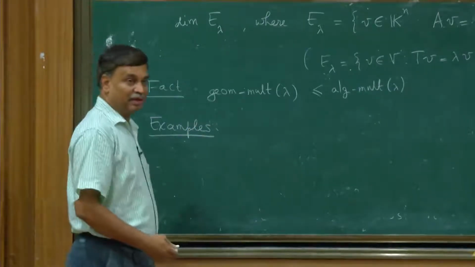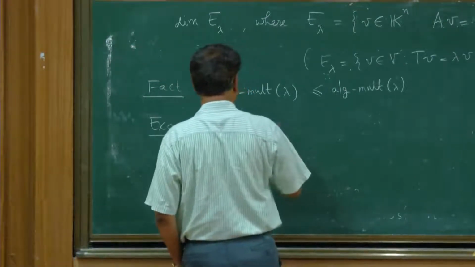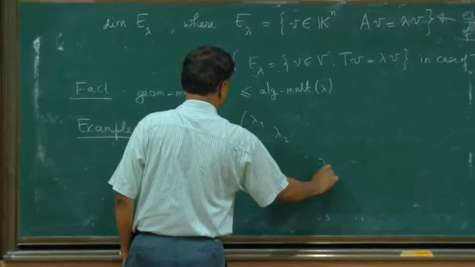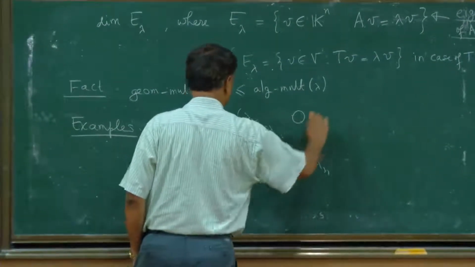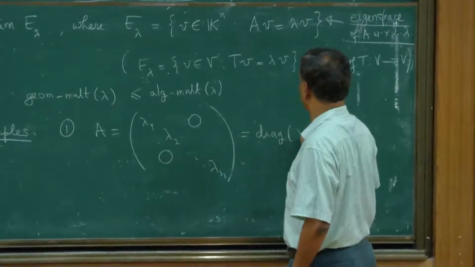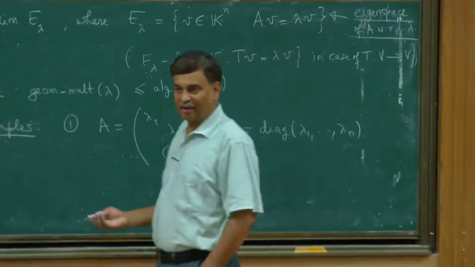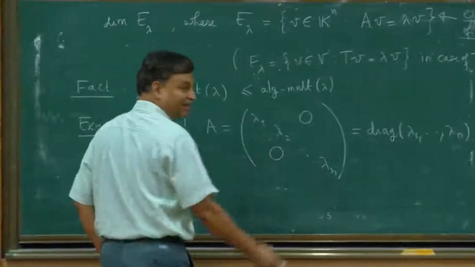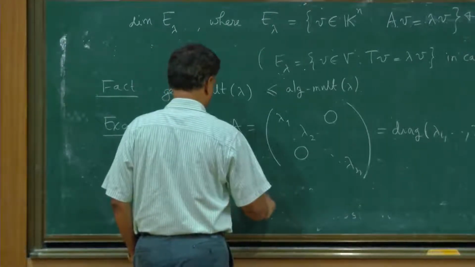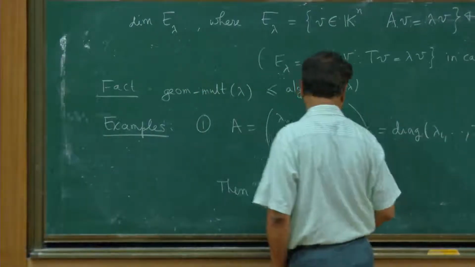Examples of matrices where I want to find eigenvalues. The simplest example is a matrix A which has only the diagonal entries, sometimes we write it diagonal. What are the eigenvalues? There you just see them right there, lambda 1 to lambda n. These may or may not be distinct.